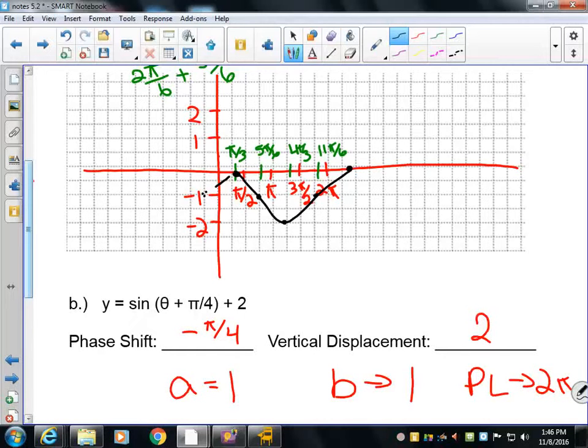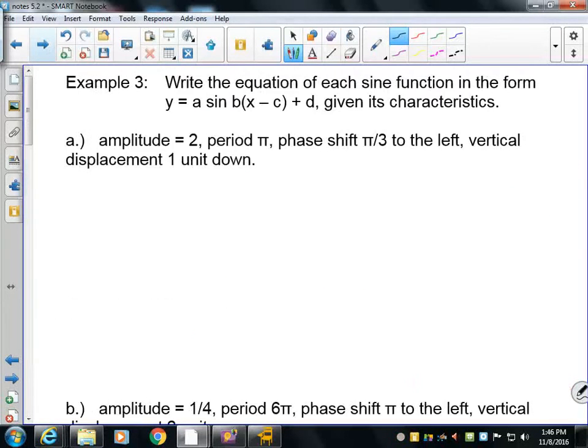All right. What other questions do I have for you? Oh, a few. Write the equation that has an amplitude of 2, a period of pi, a phase shift of pi third to the left, and a vertical displacement of down 1.